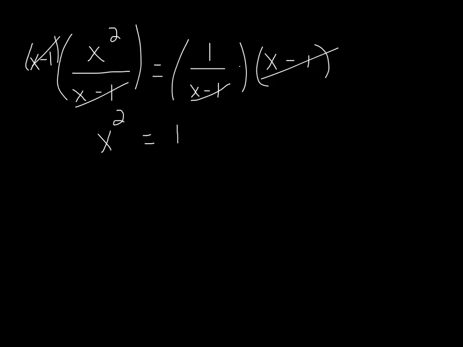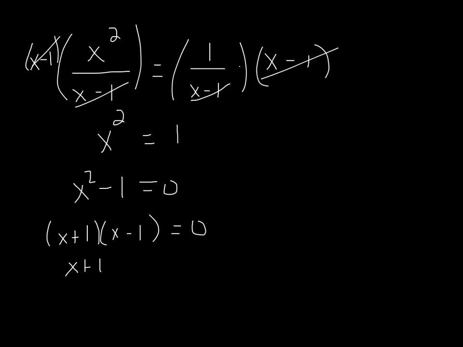Now you could do this a couple ways. I'll do it both ways for you. You could bring the 1 over, and you end up with x squared minus 1 equals 0, and that's a difference of two squares. So you get x plus 1 times x minus 1 equals 0. Then x plus 1 equals 0, x minus 1 equals 0, and you get x equals negative 1 or x equals 1.